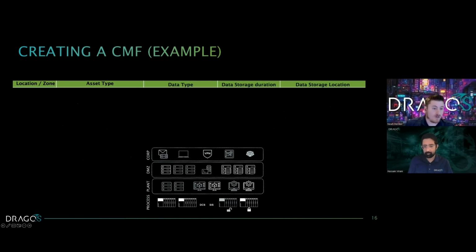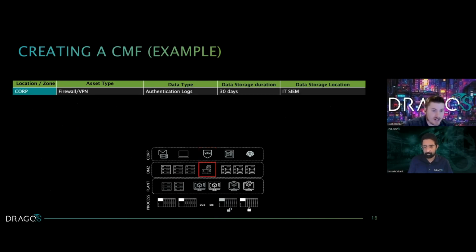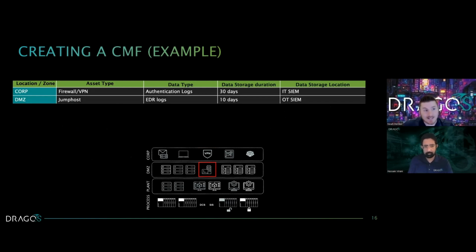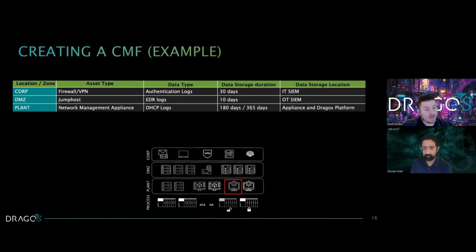Now, creating a CMF, let's start with the top level device. We're going to talk about that VPN appliance. We're looking at authentication logs. It's 30 days, and it's in the IT SIEM, so it can be a little easier to access. Now we go to the jump host in the DMZ. This is where we see that lateral movement pivoting from the adversary, from layer 4 to that 3.5 DMZ. On that jump host, there might be an EDR appliance because it's still considered an IT system and managed by maybe the cybersecurity team, so they were able to put an EDR agent on that system. That's 10 days of storage, now being routed to the OT SIEM. That's why it's 10 days now. It may be a little harder to get access because you may need different creds to access that instance.